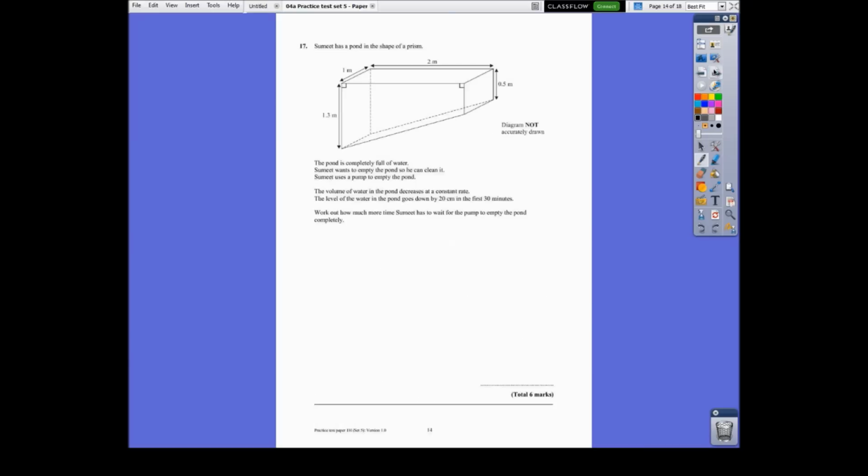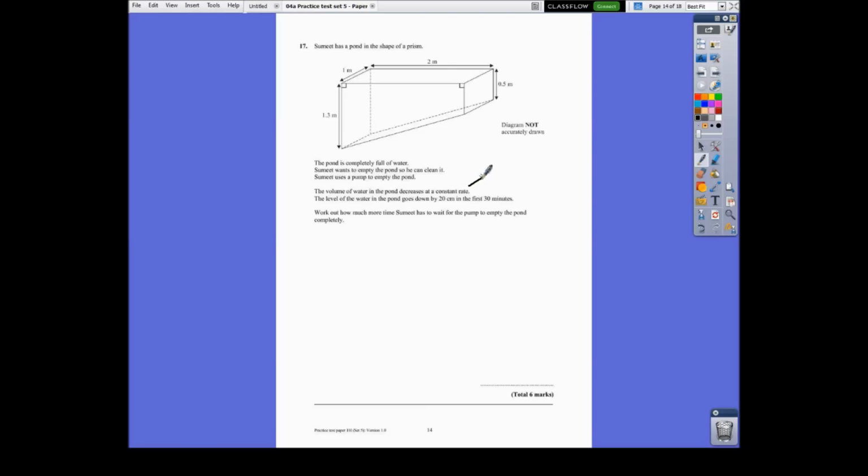Question 17. Meat has a pond in the shape of a prism. The pond is completely full of water. He wants to empty the pond and clean it. He uses a pump to empty it. The volume of the water in the pond decreases at a constant rate. The level of the water goes down by 20 centimetres in the first 30 minutes.